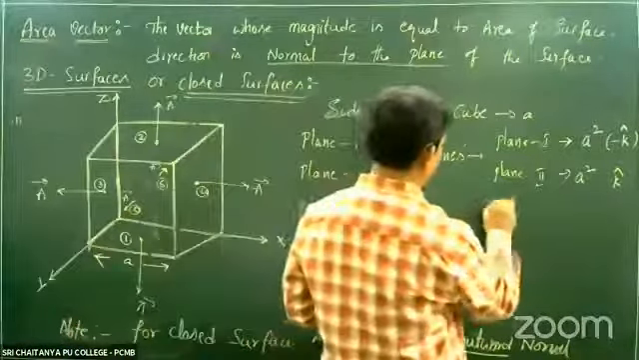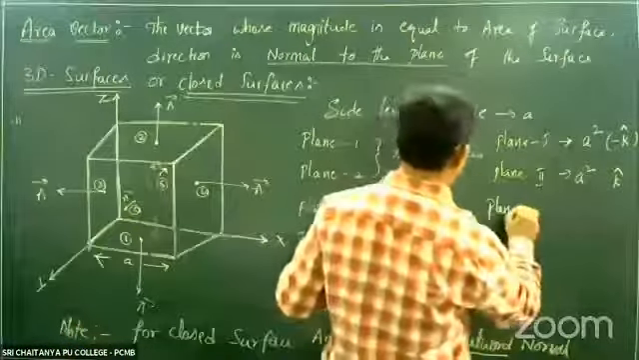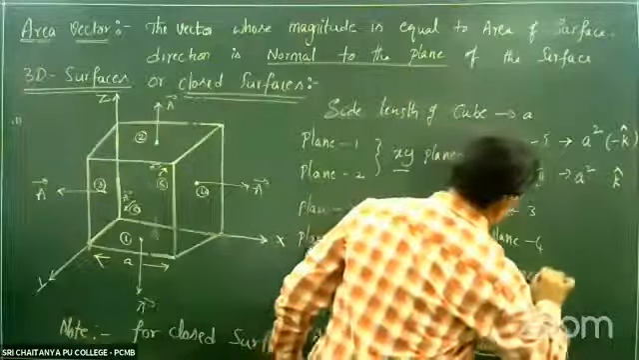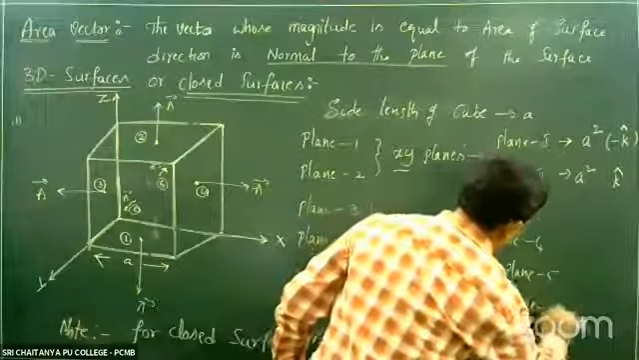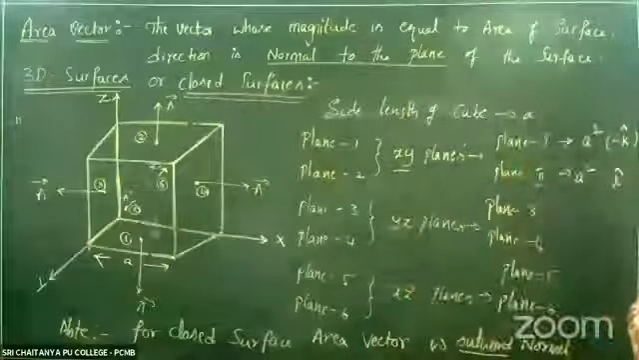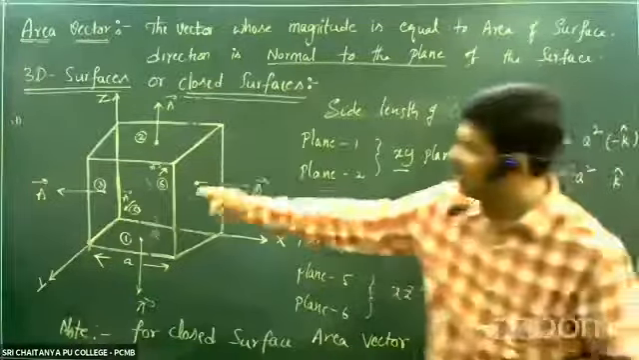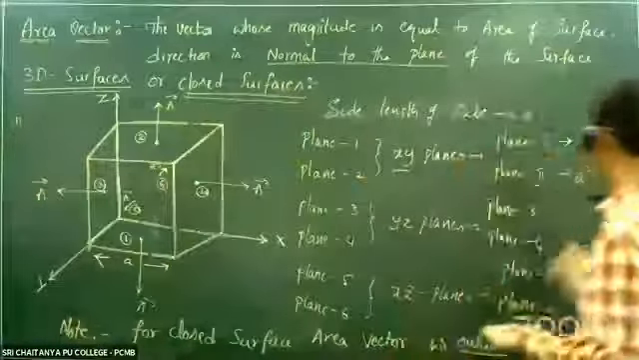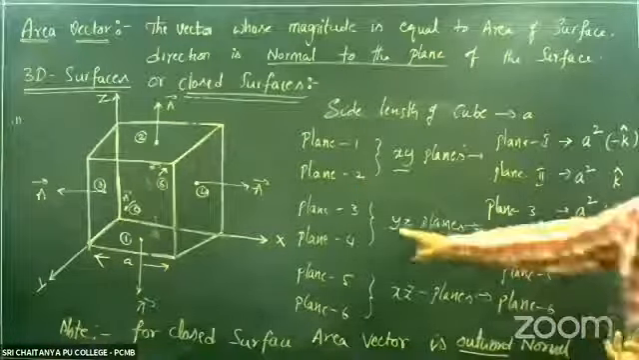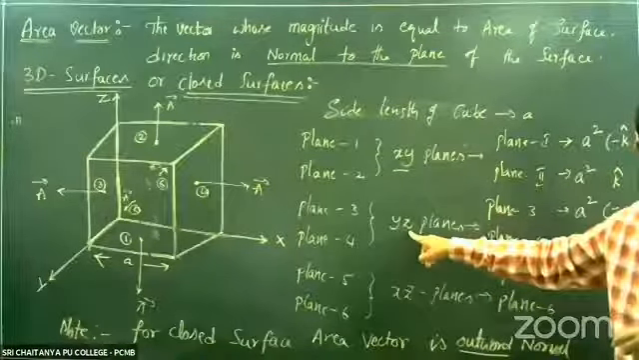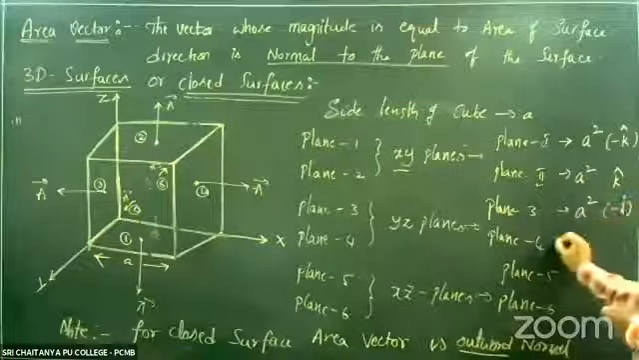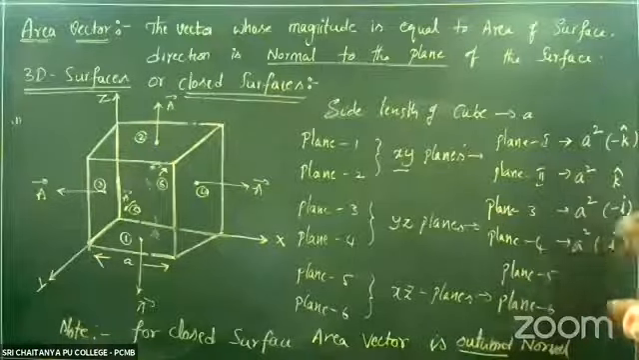Now for plane 3, plane 4, plane 5, plane 6. You can tell it simply in a single stretch. Which plane? YZ plane. Plane 3 is on the negative side. A square, minus. Here YZ means the area vector is normal, along the x-axis. But on the negative x-axis, it is minus I. This one is A square I.